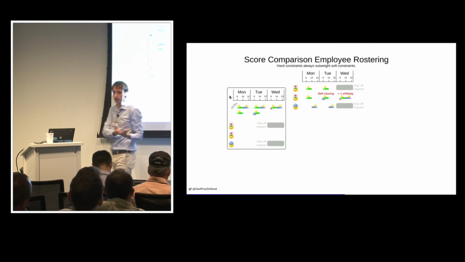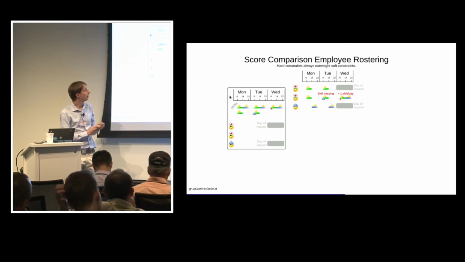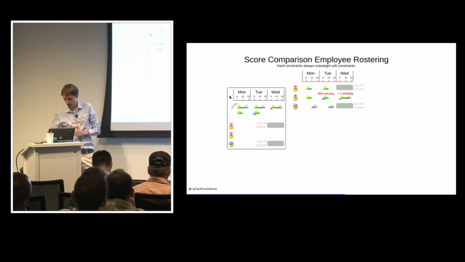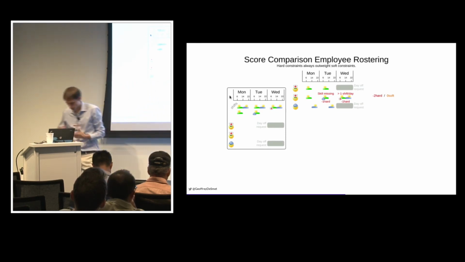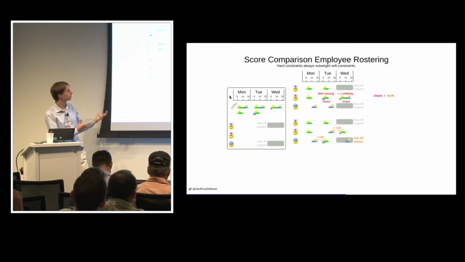So that's bad, right? That breaks hard constraints. So how do we score that? Well, we score that as -2 hard, 0 soft. Okay. Why is this important? Well, let's take a look at another solution.